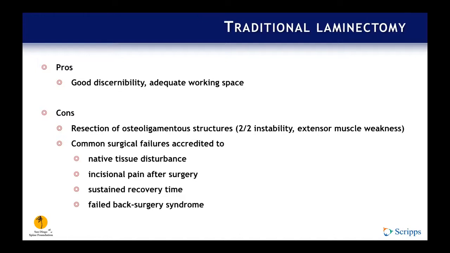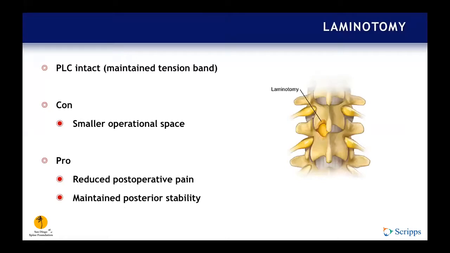In contrast, something to take into consideration is that you're resecting a lot of the stability. By removing some of these osteoligamentous structures, the posterior ligamentous complex to some extent, are you creating some sort of iatrogenic instability? Additionally, by stripping off the muscles, are you causing extensor muscle weakness? And if so, to what degree does that relate to the patient's pain and recovery postoperatively? Is there any resemblance to failed back syndrome in the literature?